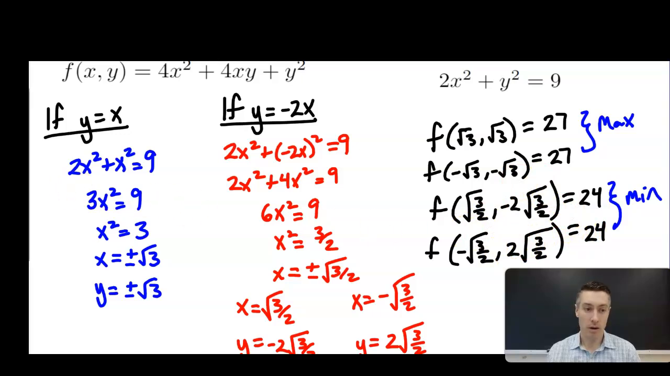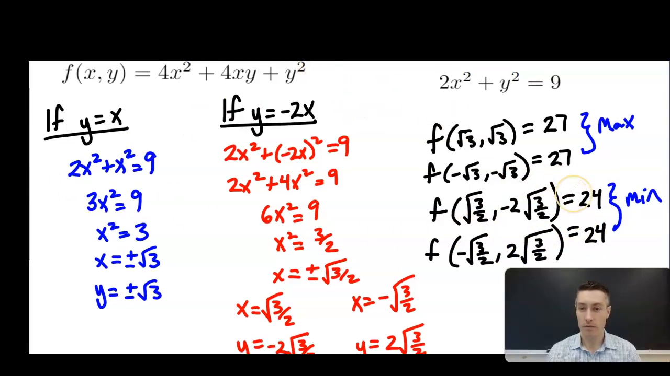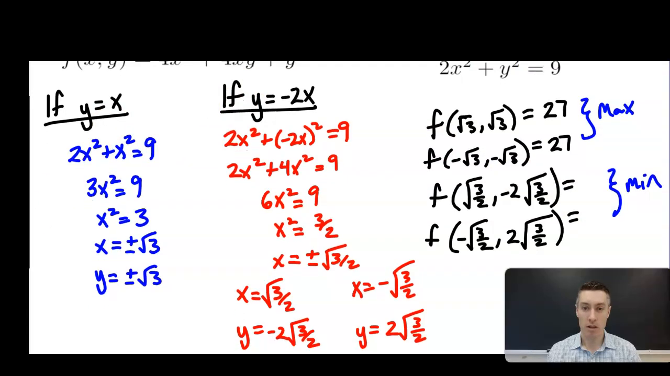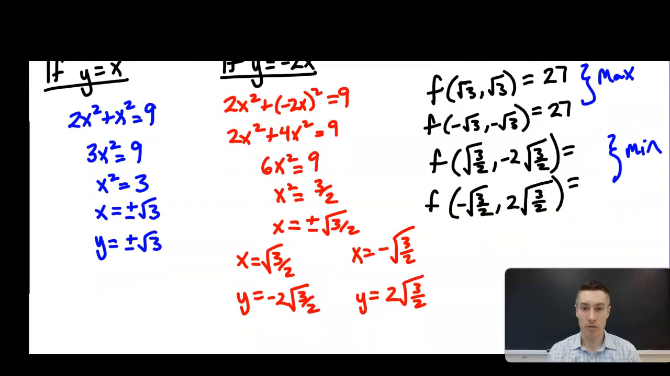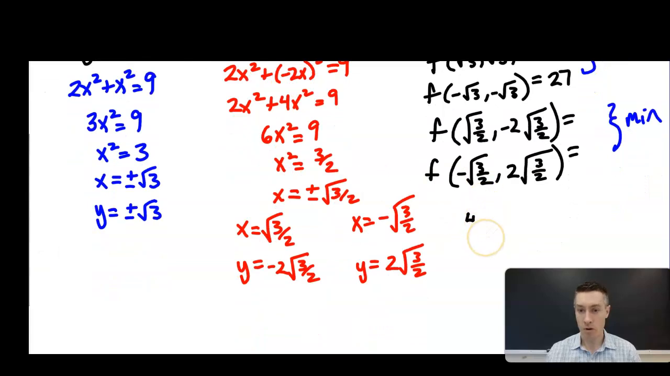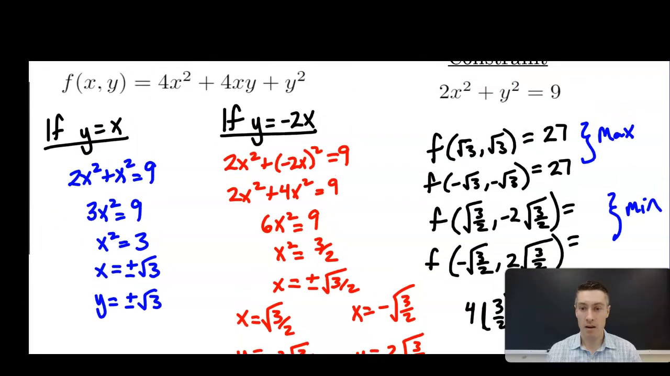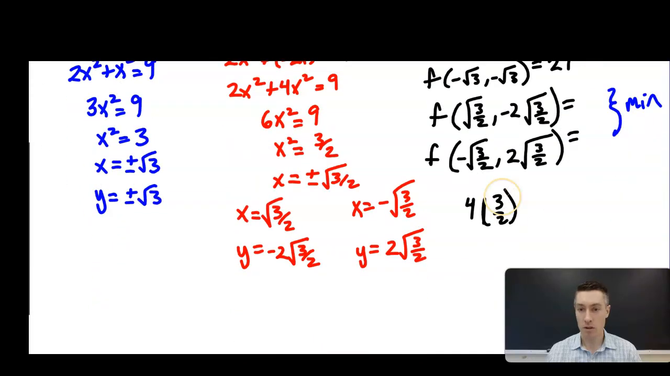And actually, I'm not sure about 24. Let's check that. Looks off. So let's see, 4x squared, so that's going to be 3 over 2 times 4. So 4 times 3 over 2. And then minus 8 times 3 over 2.